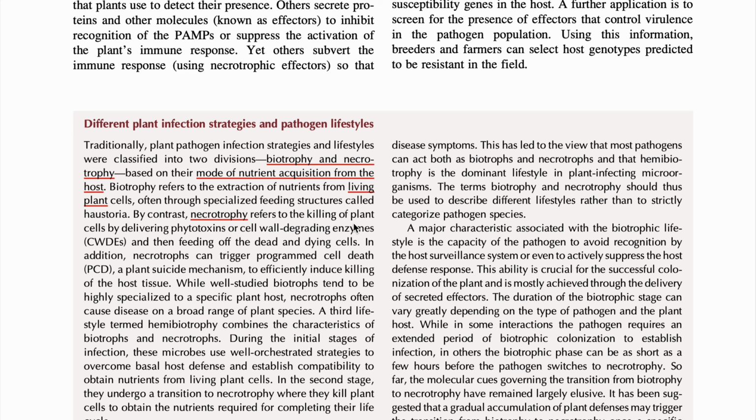They kill the plant cell and then they extract nutrients from the dead and dying cells. Biotrophs extract nutrients from living cells, whereas necrotrophs kill the plant cells and then feed off the dead and dying cells. For now, just remember that.